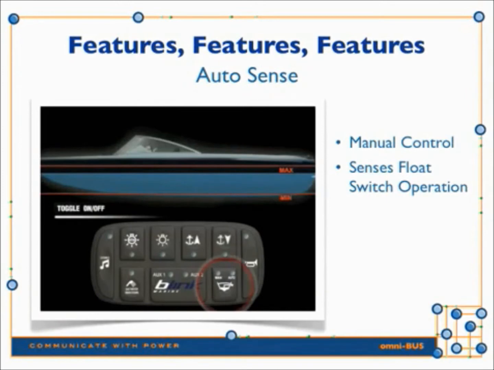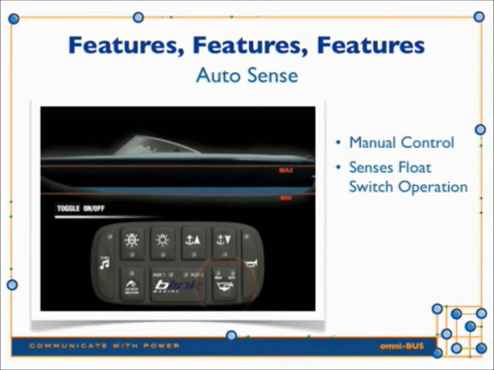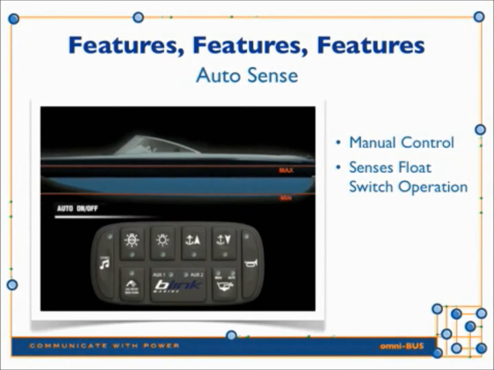One of the features of the DSS system is the use of the AutoSense feature. A keypad can be used to control a bilge pump, for example, with manual control. When the bilge pump is off and the float turns on the pump automatically, the LED will display the pump is in use.